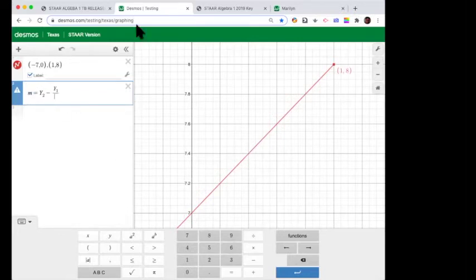And if you forget that, remember that it's in your function chart. This is y2 minus y1, and that is over x2 minus x1, the change in y over the change in x.